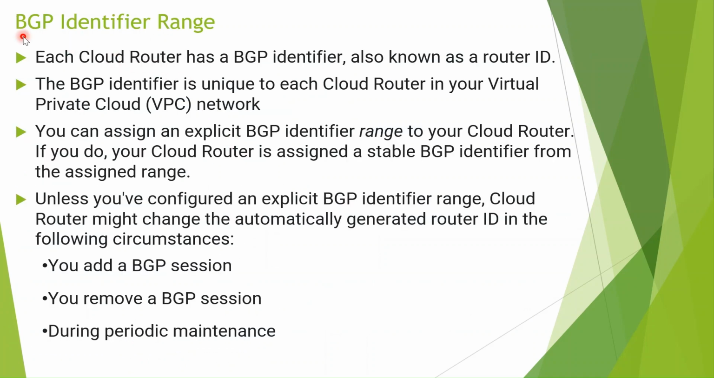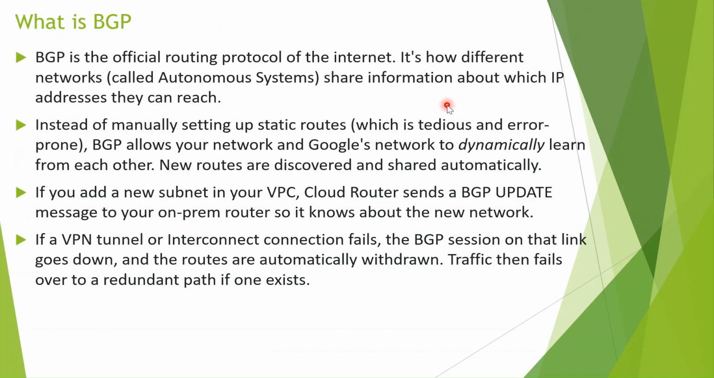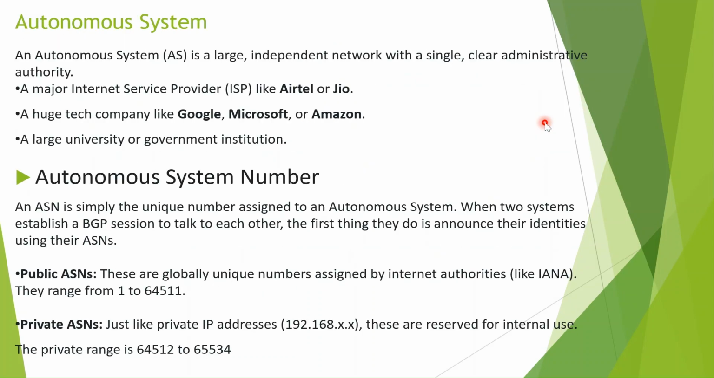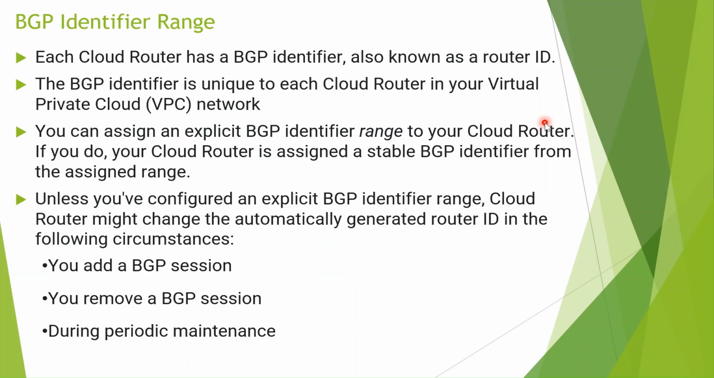After that, there is a BGP identifier range also. A BGP identifier is a router ID. Whenever you create a cloud router, you have to provide a BGP identifier range. So it is a cloud router ID. It will tell another router, yeah, this is my ID. This is like an identity card. Each router has an identity card, and it is unique to each cloud router in your VPC network.